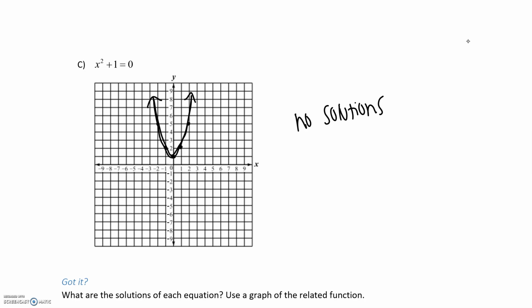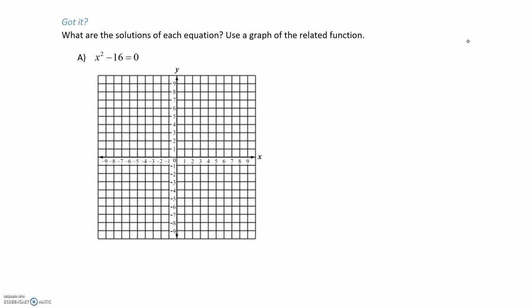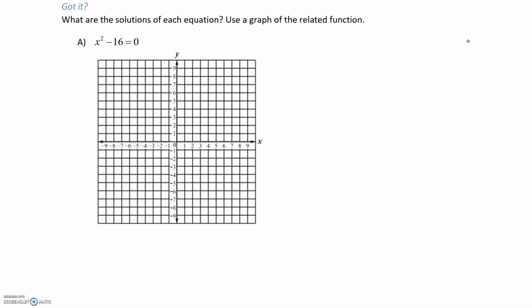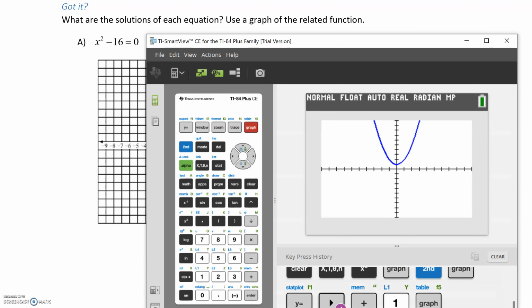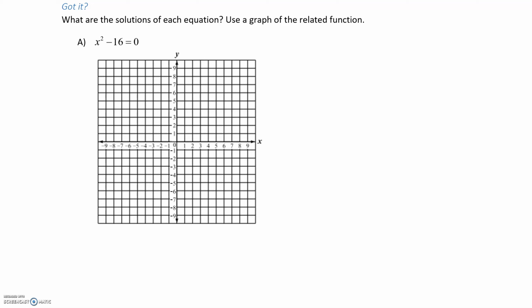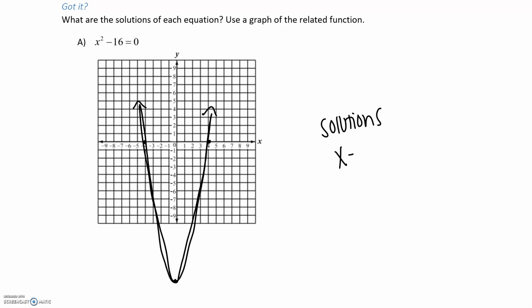So I want you to go ahead to the got it problem and graph those solutions. For this first one, we should have our vertex down at 0, negative 16. And our solutions are x equals negative 4 and positive 4. Okay.